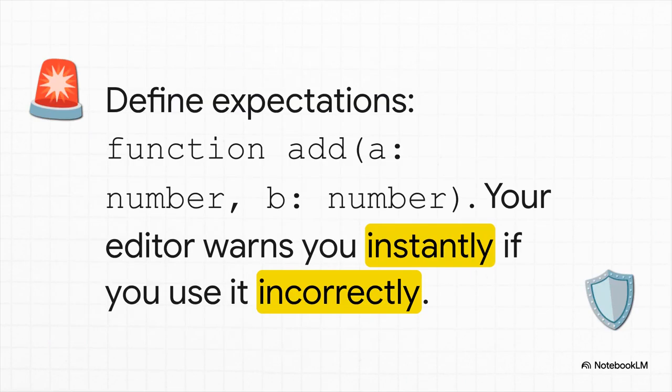So with TypeScript, you're just a bit more explicit. You tell your function what you expect. Here, we're saying the add function needs A to be a number and B to be a number. Now, if you try to pass it a string, your code editor will light up and warn you immediately. It's a safety net that catches so many potential bugs right then and there.